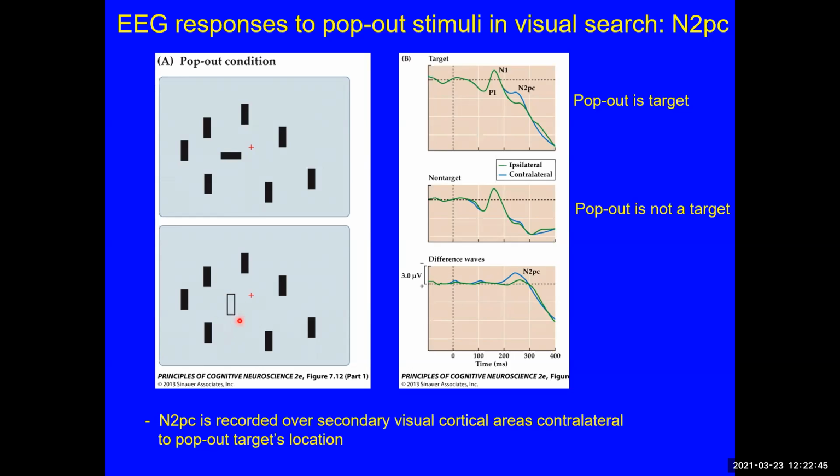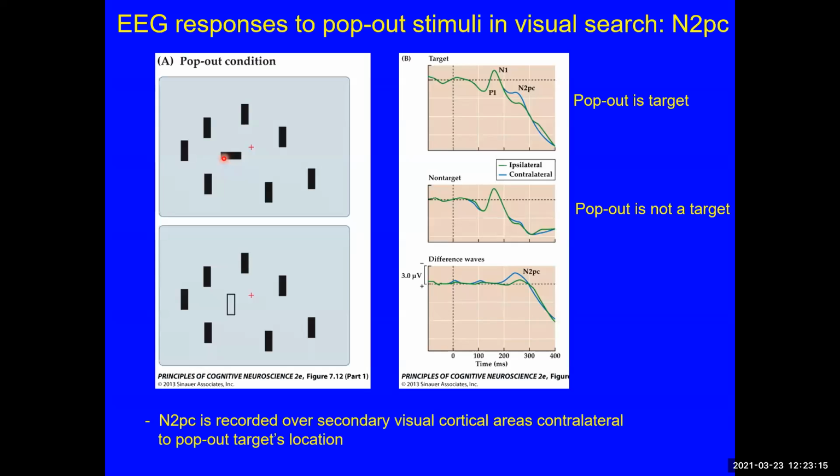So here, the one stimulus that pops out is the one that has the white filling. That should elicit an N2PC over the right visual cortex. This one pops out because it's on its side, and all the other ones are straight up. Again, this is relative to the fixation point. This is on the left side, so we would expect this N2PC to be recorded over the right visual cortical areas.